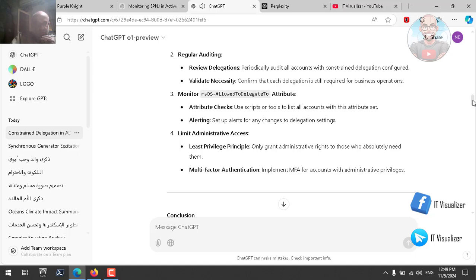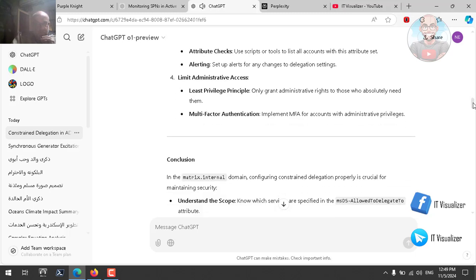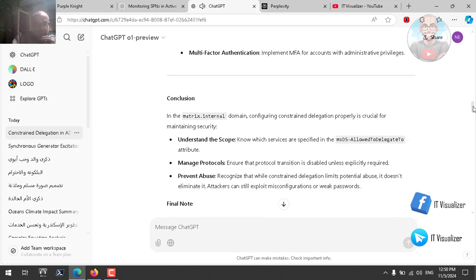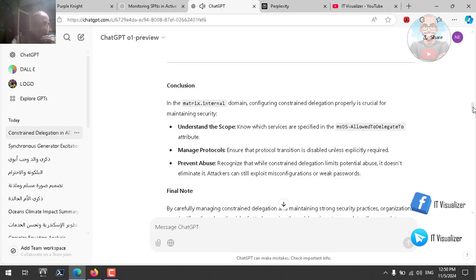4. Limit administrative access. Least privilege principle. Only grant administrative rights to those who absolutely need them. Multi-factor authentication. Implement MFA for accounts with administrative privileges. Conclusion. In the matrix.internal domain, configuring constrained delegation properly is crucial for maintaining security. Understand the scope. Know which services are specified in the msDS-AllowedToDelegateTo attribute. Manage protocols. Ensure that protocol transition is disabled unless explicitly required.